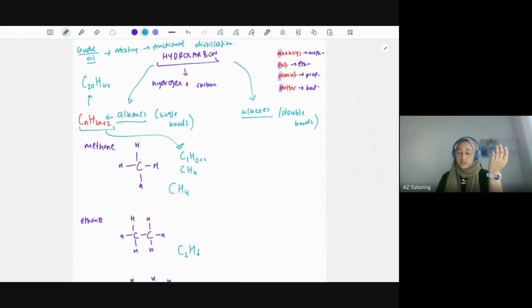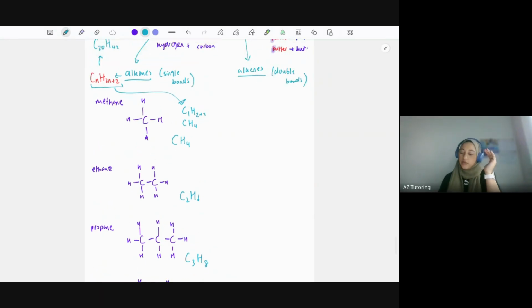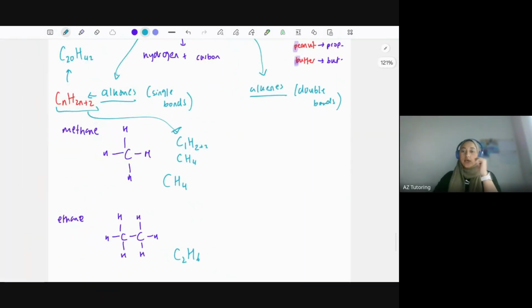You need to know the uses of these as well. So the short chain ones tend to be used for petrol, or like when you're going camping and you put that kind of substance inside the trangia and then you light it, or even with bonfires and such. These are all the short chain hydrocarbons that we've just spoken about. Okay, what about alkenes? Let's go over alkenes now.